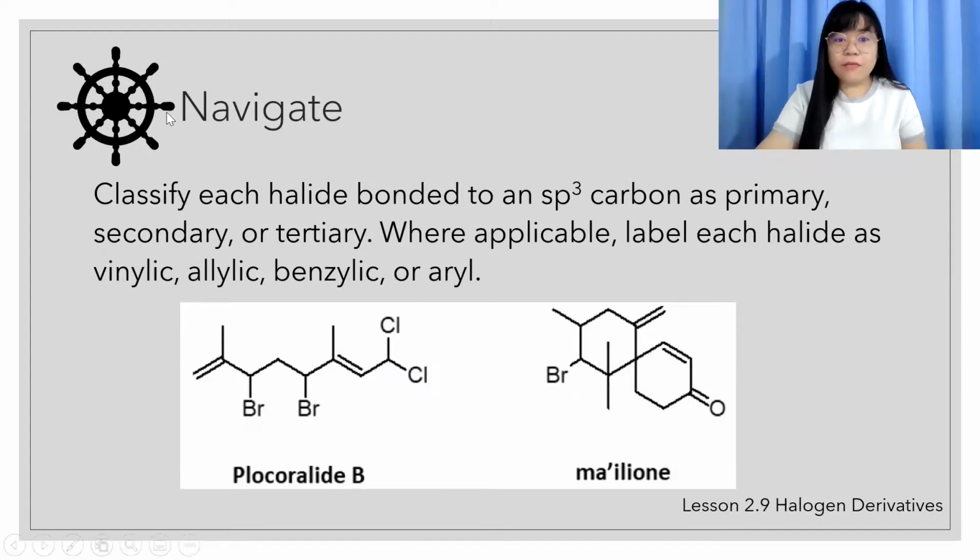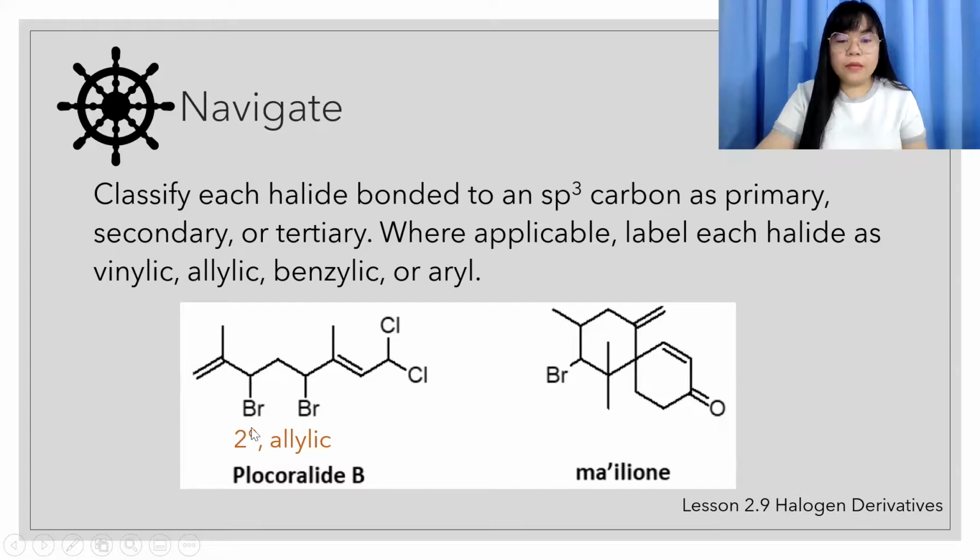So for the navigate part of this lesson, we're asked to classify each halide bonded to an sp3 carbon as primary, secondary, or tertiary. Where applicable, label each halide as vinylic, allylic, benzylic, or aryl. So here, for the first structure, we have 4 halogens in the molecule. So notice that for both bromine atoms, they're attached to a carbon, attached to 2 other carbons.